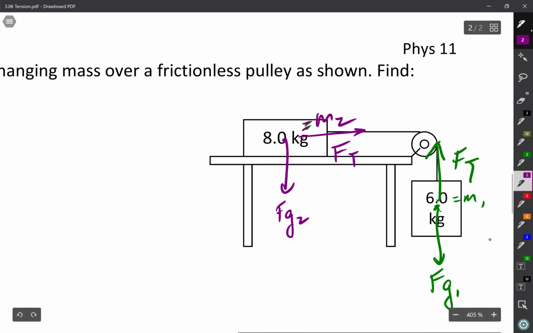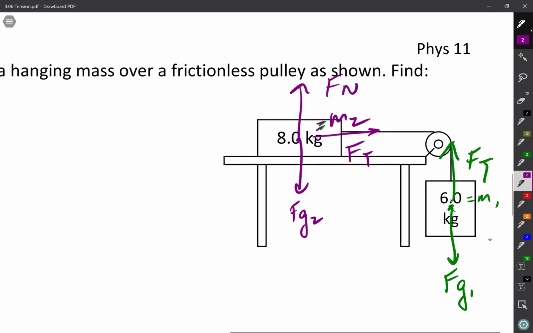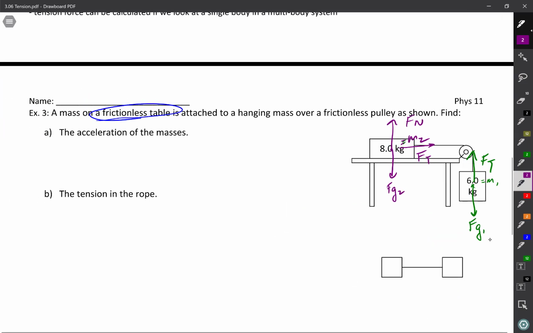For the mass 2, we also have Fn. And keep in mind, there is no Fn for M1. Think about the reason. Yes, you've guessed it. It is because there's no surface M1 is in contact with. Please do not draw Fn paired with every Fg, because that's not always the case. Fn is only if you have a surface that your object is in contact with. Since there's no friction force acting on M2, we don't have to draw that one in. This is our completed free body diagram.